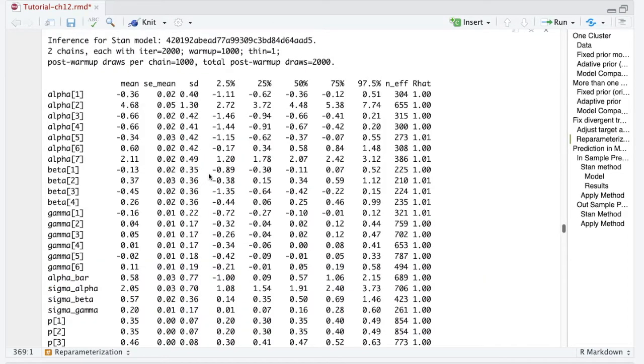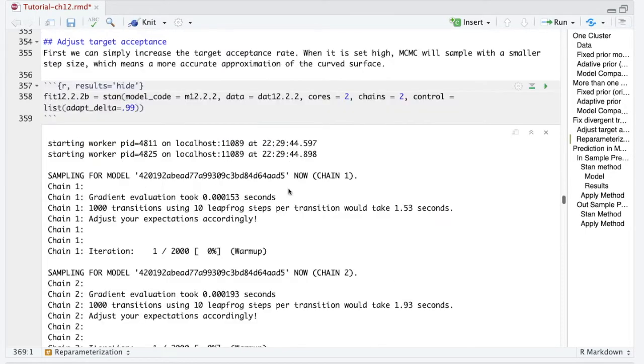What's worse, the problem is actually not solved perfectly. As you can see, some of the parameters still have R-hat values larger than 1, like alpha 5 or beta 2, 3, 4, even gamma 1. So adjusting target acceptance rate is not the recommended solution to this problem.